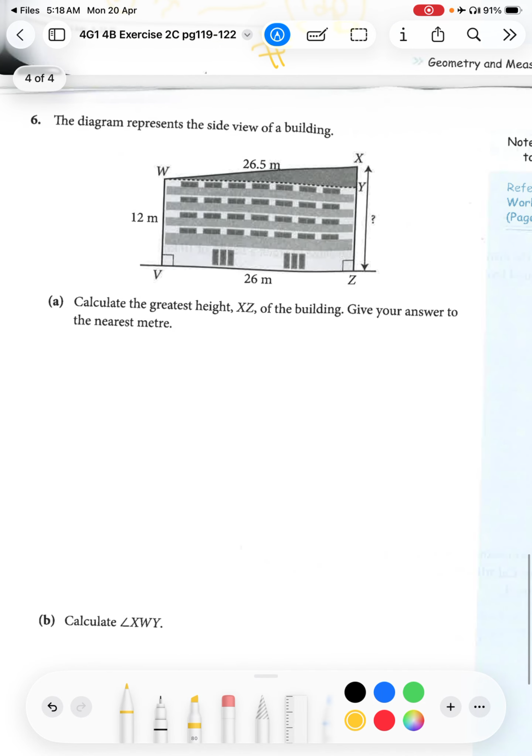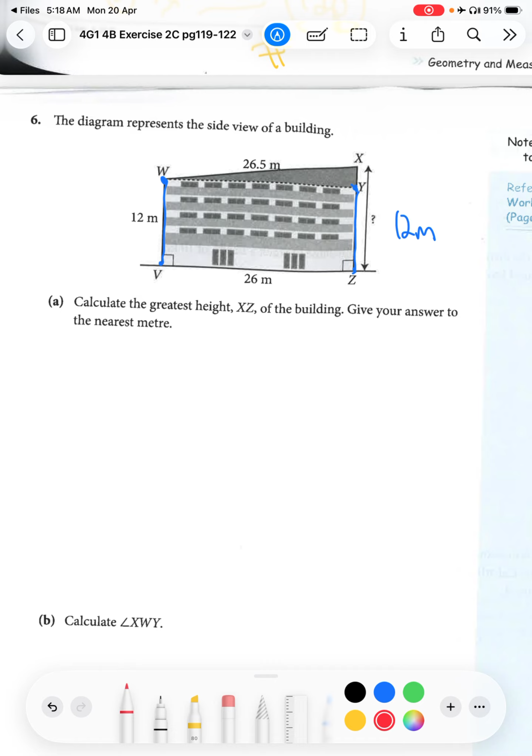D. This represents a side view. Calculate the greatest height XZ of the building. Give your answer to the nearest meter. So you see XZ is here. From here to here is 12 meters, right? From here to here should also be 12 meters.